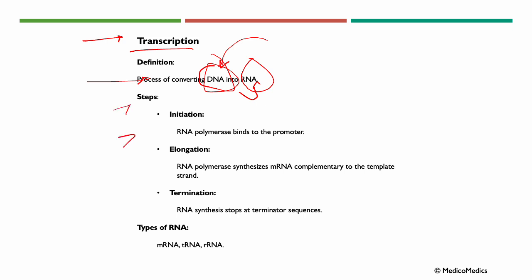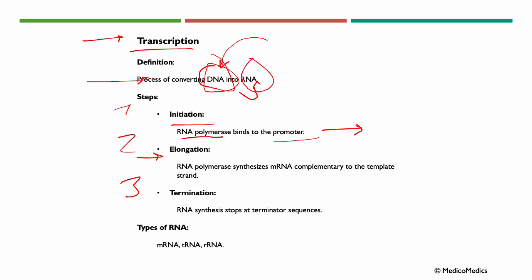And the steps you may recognize from the previous slide: we have initiation. This is where RNA polymerase binds to the promoter region of a gene. This leads to the DNA unwinding, exposing the template strand. Then we have elongation, where RNA polymerase reads the DNA template in the 3 to 5 direction and synthesizes a complementary mRNA strand in the 5 to 3 direction.